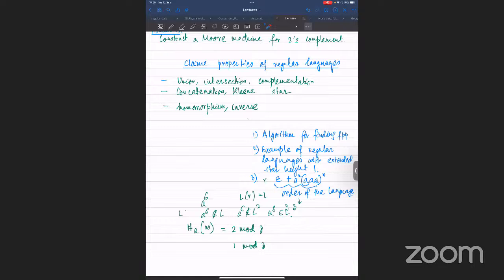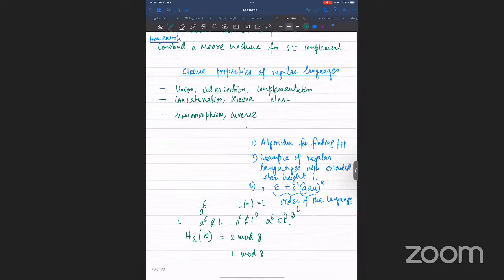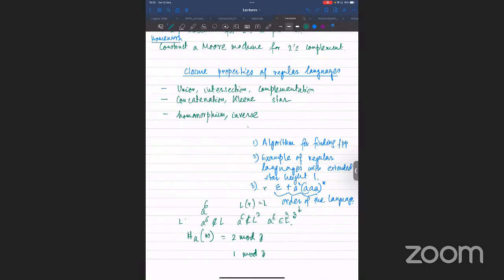Okay, so today we are going to start with some other closure properties. Any question on the Mealy machine and the Moore machines? No? Okay. So what we have seen so far is closure under union, intersection, and complementation. So how did we see closure under union for regular languages?